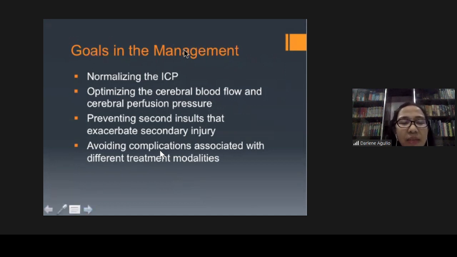So the goals in the management include, number one, of course, normalizing the intracranial pressure, optimizing the cerebral blood flow and cerebral perfusion pressure, preventing second insults that exacerbate secondary injury. For example, if your blood vessels are kinked, eventually the patient will have ischemia, which will further exacerbate cerebral edema. And avoid complications associated with different treatment modalities.